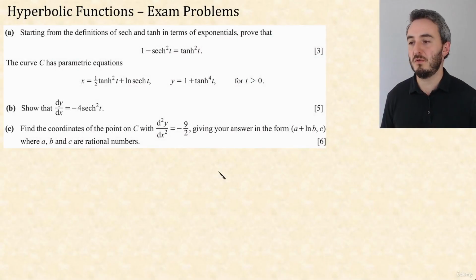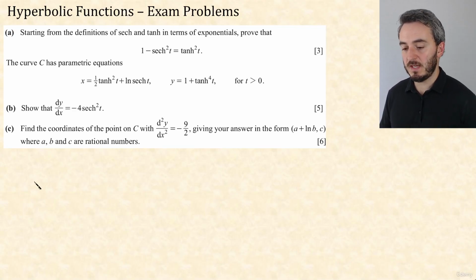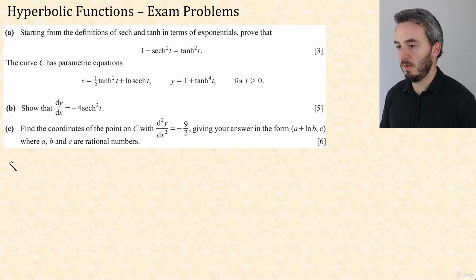In this video, we're going to work through this monster of an exam problem. So let's get going. Starting from the definitions of sech and tanh in terms of exponentials, prove that 1 minus sech squared t equals tanh squared t. Okay, in terms of the definitions of exponentials, what have we got?